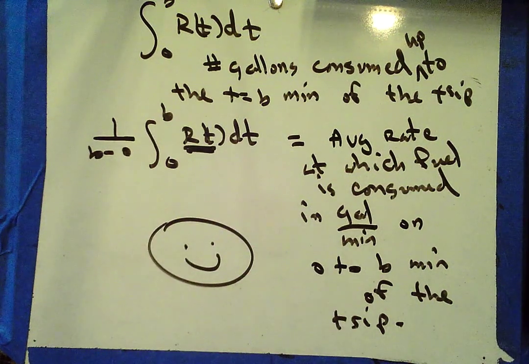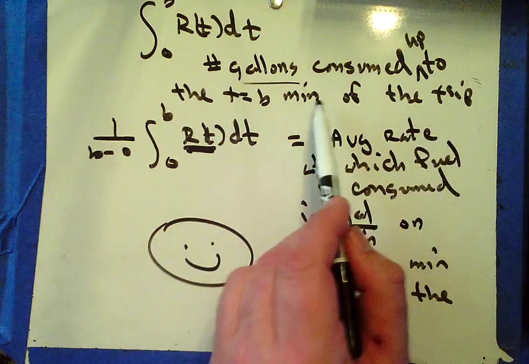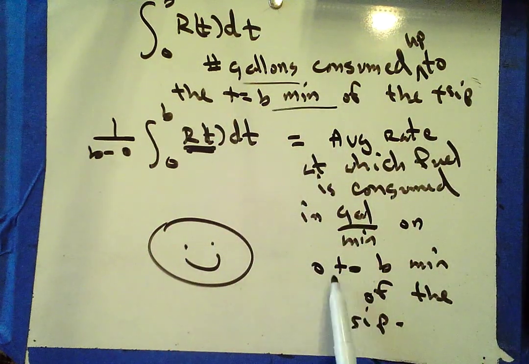Okay, and there we are. We're all done with this packet. Indicate units of measure. Yes, we have gallons, we have minutes, we have gallons per minute on 0 to b minutes.